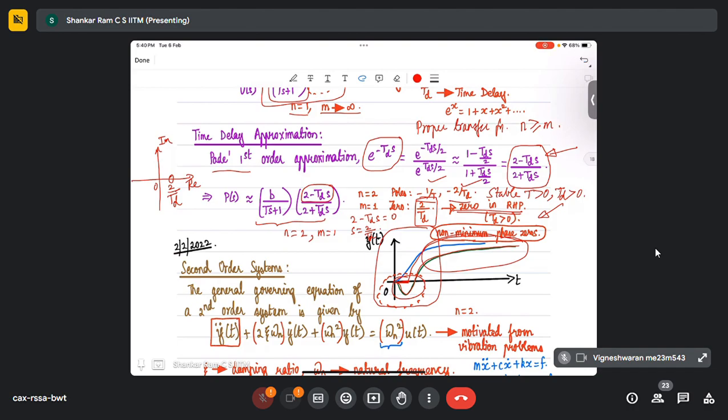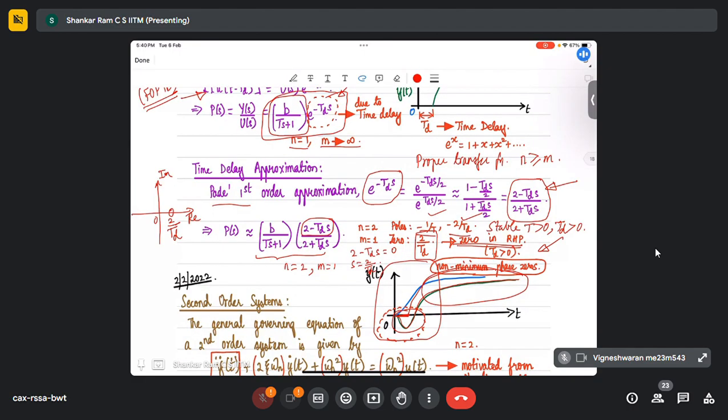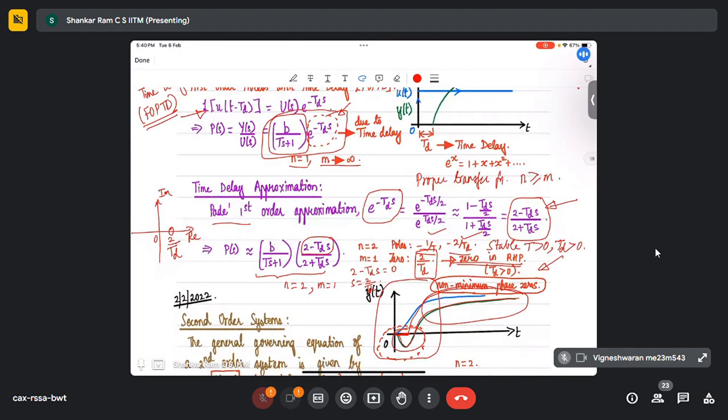Clear, sir. But sir, let's say a situation comes when the TD value is very less. Then the 2 upon TD value will become very large in that sense, right, sir? Yeah, so if the TD value is very small when compared to the time constant, you neglect this.